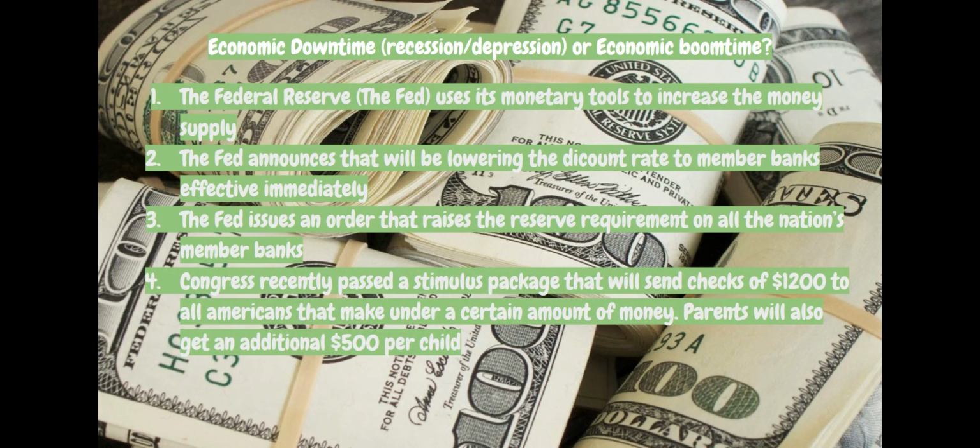Number 4, Congress recently passed, this is what happened just this week, a stimulus package that will send checks of $1,200 to all Americans that make under a certain amount of money. I believe the highest income you can make and still get this check is $75,000, was what I read. Parents will also get an additional $500 per child in addition to that $1,200. So when would the government do that? This is fiscal policy. When would Congress issue such a stimulus package to the Americans? Would that be during a downtime or an economic boom time?